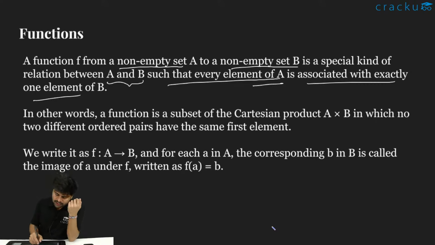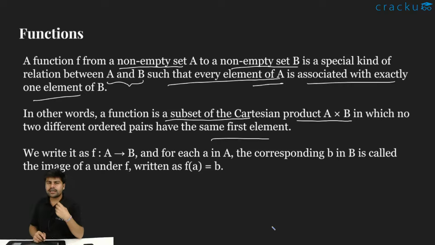In other words, a function is a subset of the Cartesian product A cross B, in which no two different ordered pairs have the same first element. When it comes to graphs and polynomials, we define the first element as the input, the x variable. The x variable should have only one output. When we put some value of x inside the expression for a function, the output that comes out should be only one output. There cannot be more than one output. That is known as a function.